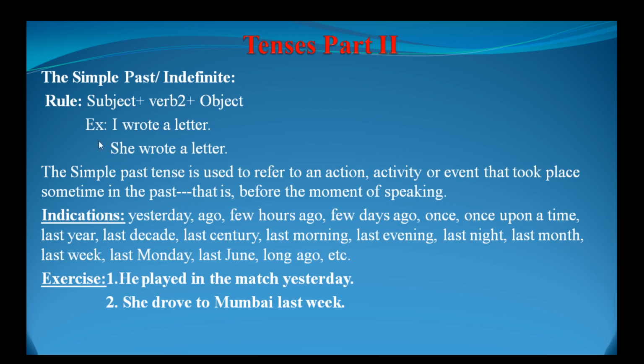Here, the examples are: I wrote a letter. Next, she wrote a letter. Here, I is the subject, wrote is the verb 2, that means write, wrote, written. A is an article, letter is the object. In the same way, she is the subject, wrote is verb 2 in the past condition, a is an article, letter is the object. What is the use of the simple past tense?